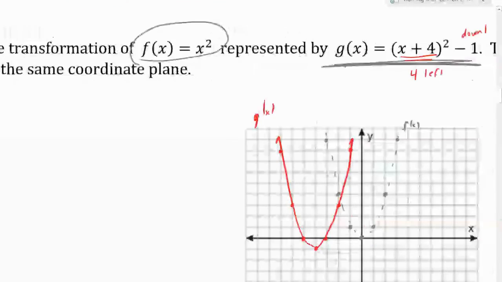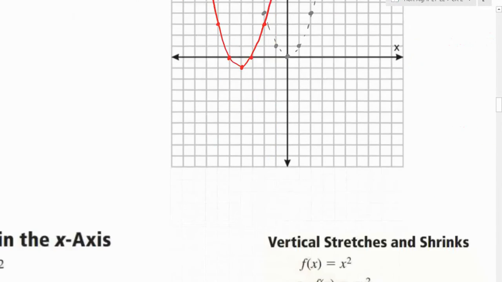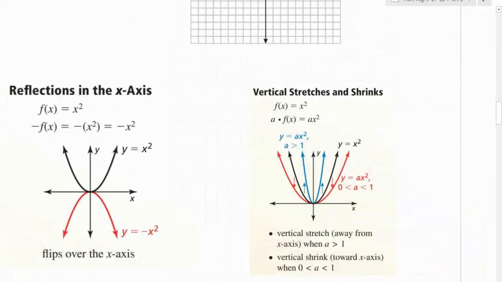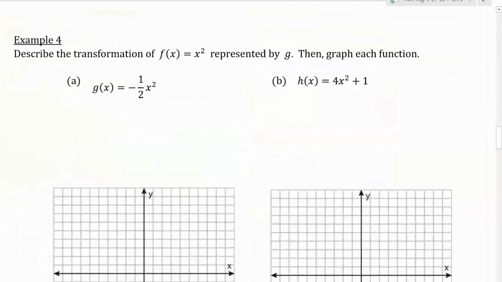So it said, describe. 4 left, down 1. We did their description. We graphed both. I think we got it all. Okay. All right. And then we talked about vertical stretches and shrinks. We got the reflections. Again, that's just from the book, so your notes look nice and complete.